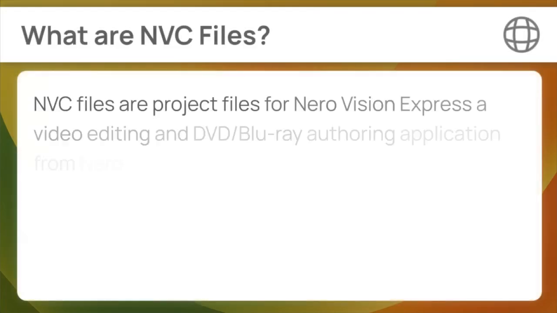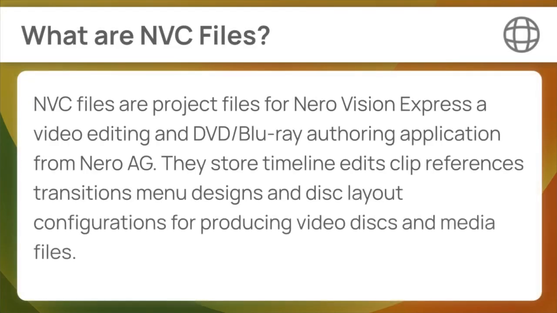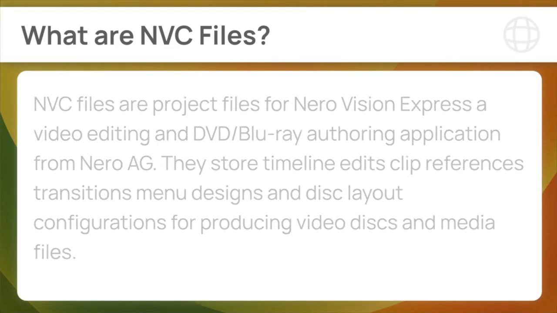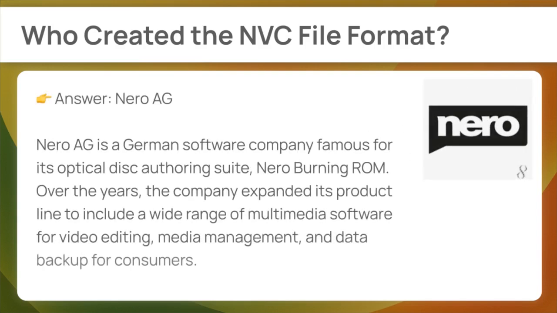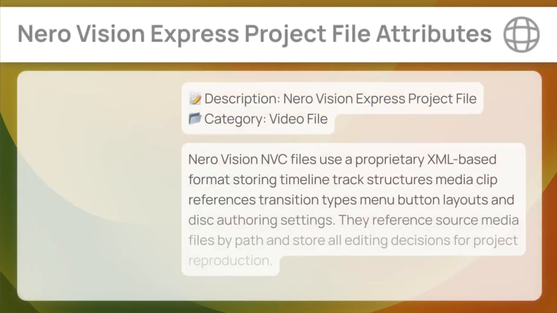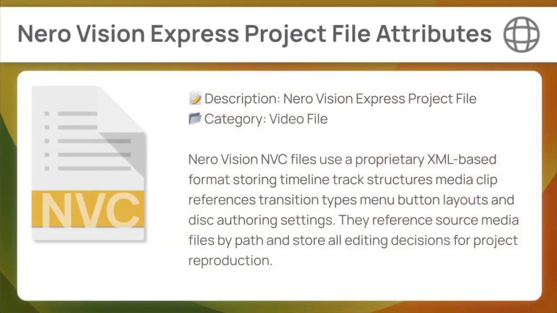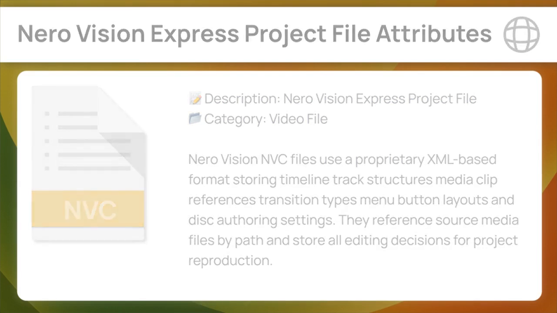NVC files are project files for Nero Vision Express, a video editing and DVD Blu-ray authoring application from Nero AG. They store timeline edits, clip references, transitions, menu designs, and disk layout configurations for producing video disks and media files. Nero Vision NVC files use a proprietary XML-based format, storing timeline track structures, media clip references, transition types, menu button layouts, and disk authoring settings. They reference source media files by path and store all editing decisions for project reproduction.